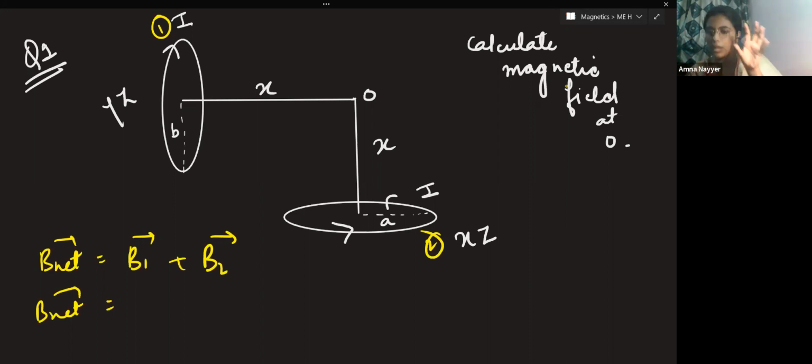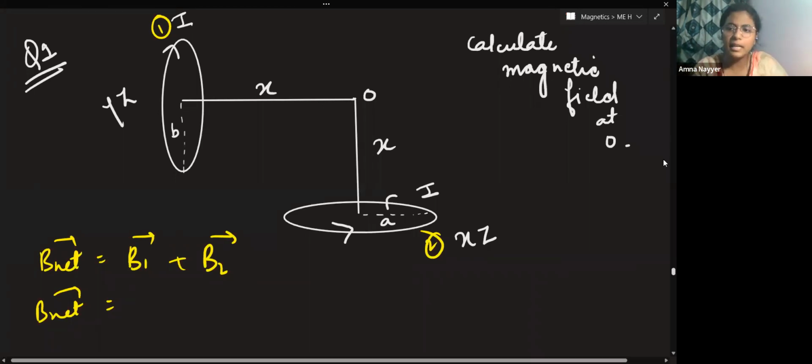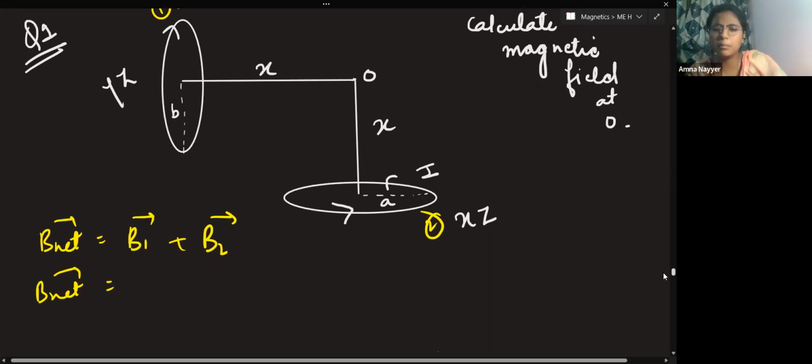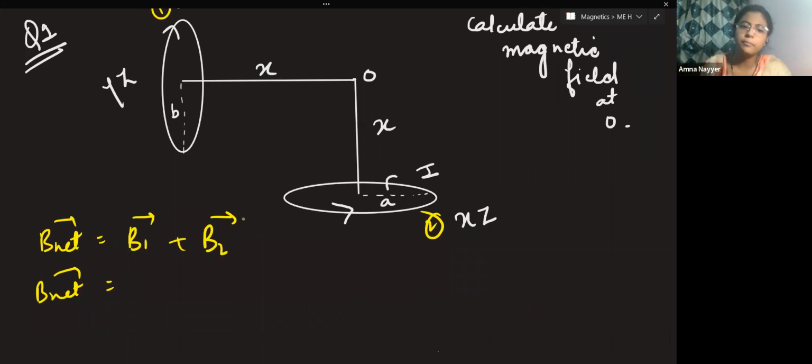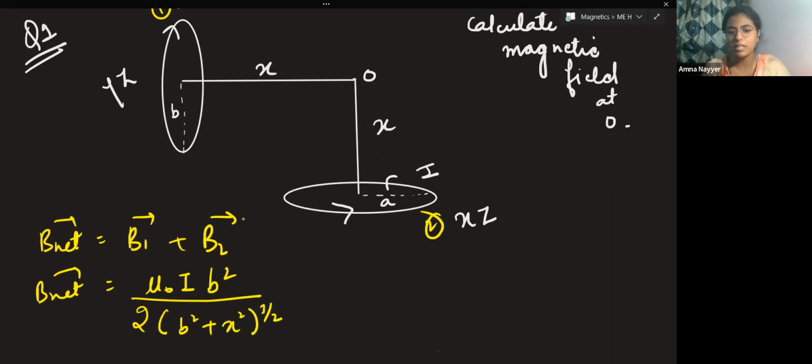B1 is this along with its direction. For example, mu naught I something k cap, like this. Then leave some space, write B2 is this, B3 is this, whatever is there. Try to mention that if you have time. If you are short of time in the paper, then write it in a single line. Now B1 will be what? See, mu naught, current is I, radius b square divided by 2, times b square plus x square to the power 3 by 2.